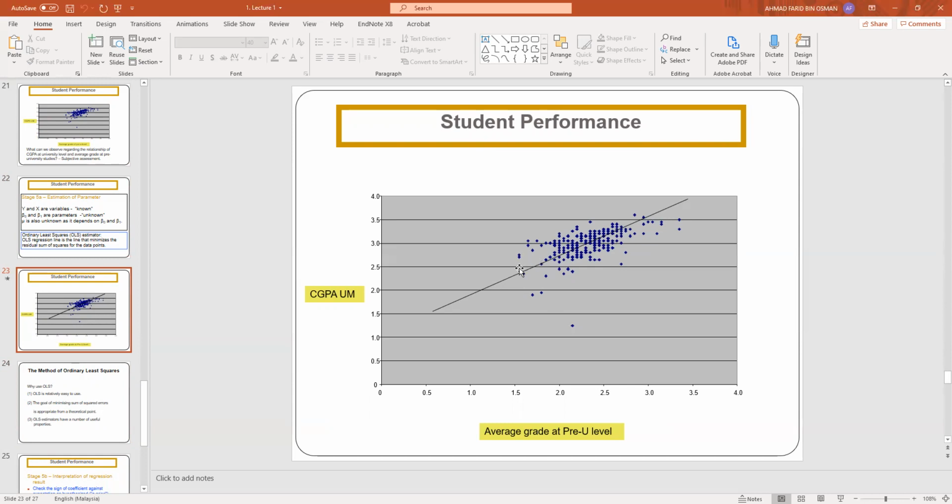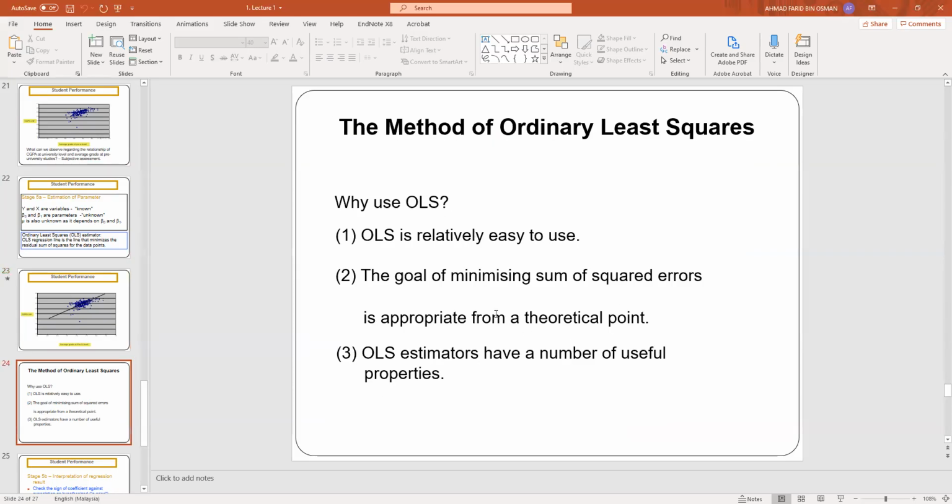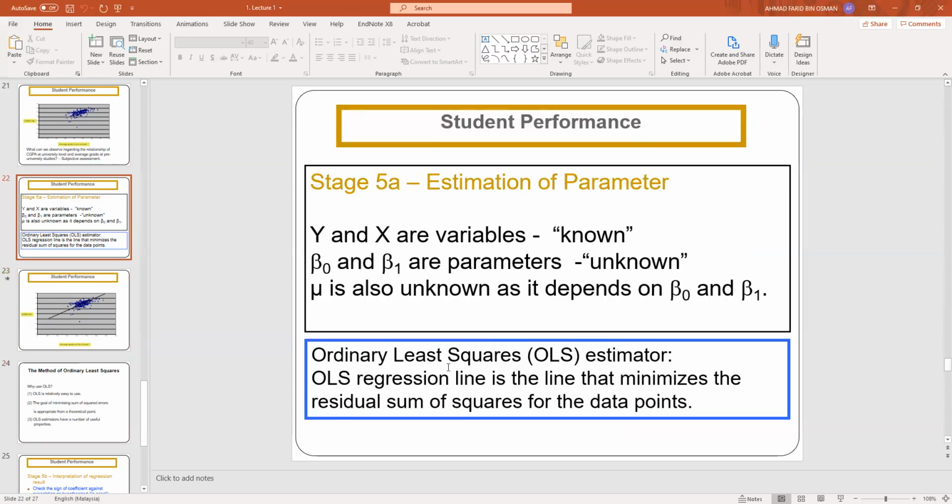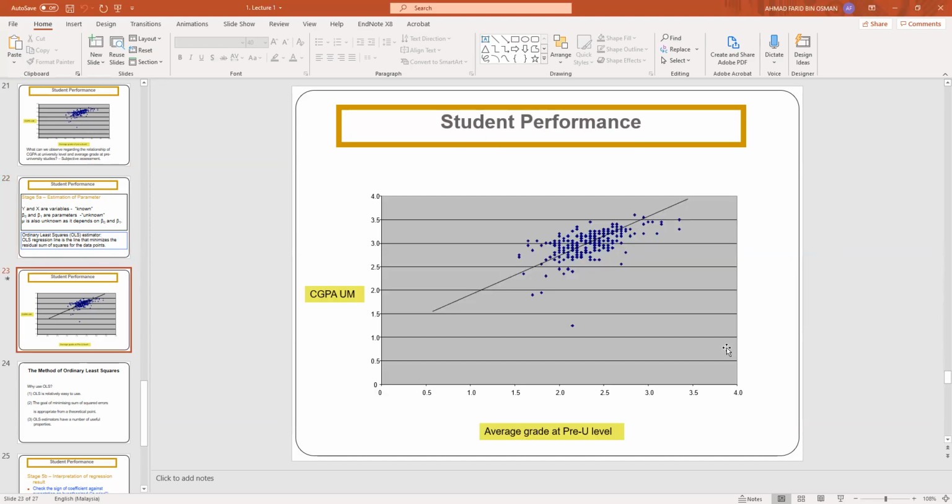So in order to determine the best line, we need to find a line that gives us the smallest sum of squared errors. The OLS regression line is the line that minimizes the residual sum of squares for the data points. So in this case, we find a line that minimizes the sum of squared errors.